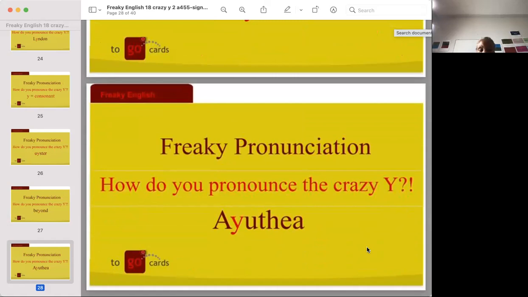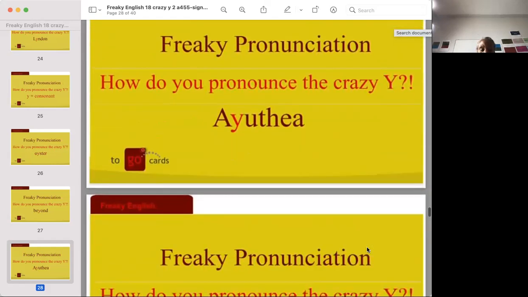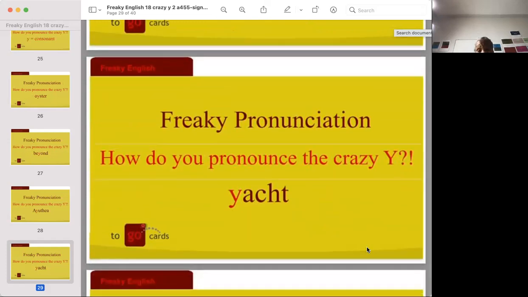Ayuthia. I think that's how it's pronounced. Yacht. I will never get a yacht, even if I become a multimillionaire. I just don't see the joy in getting a yacht. But people have different tastes.